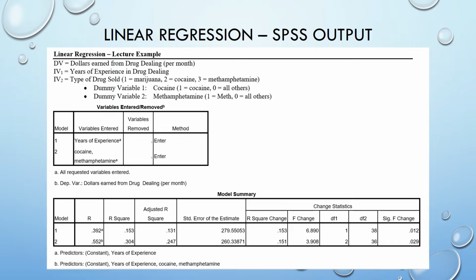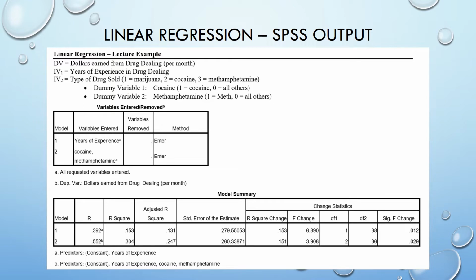Then in model 2, we add in those 2 dummy variables that capture the type of drug sold. We enter in the cocaine variable as well as the methamphetamine. And the spirit of this with linear regression is that it allows us to start to add in more predictors, more factors that may tell us about some sort of outcome.